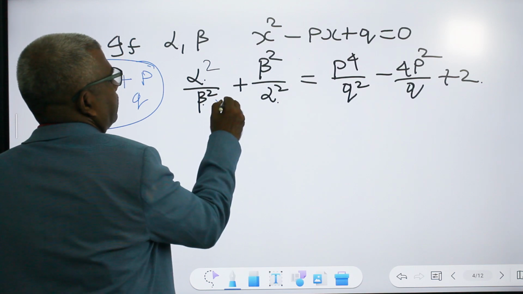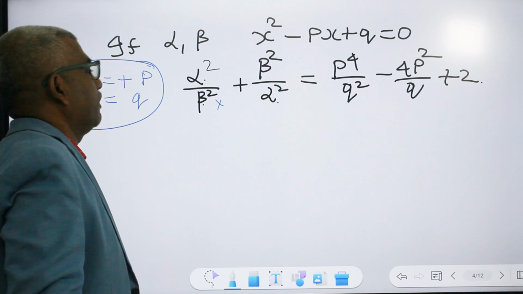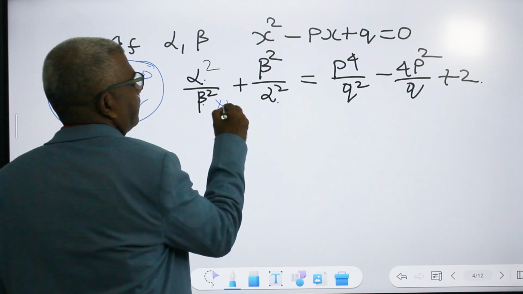Take LCM. What is the left hand side? Alpha squared by beta squared plus beta squared by alpha squared. We will take the left hand side.